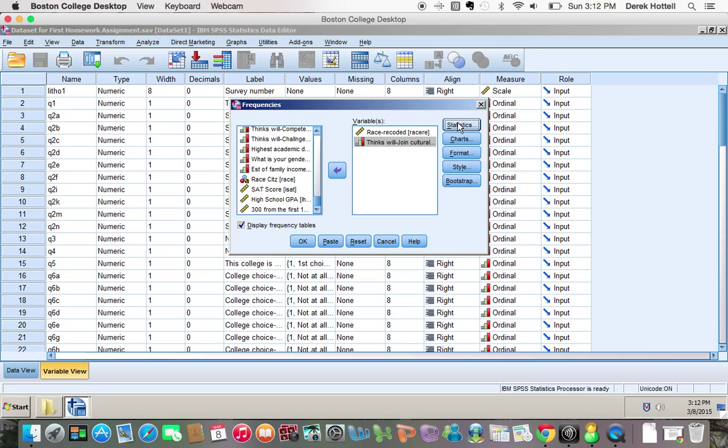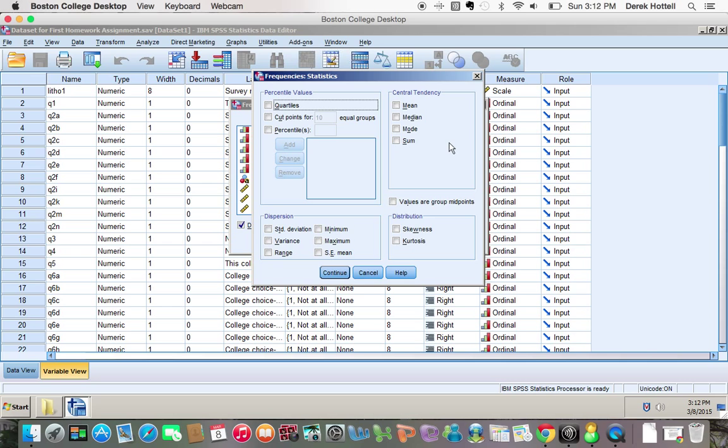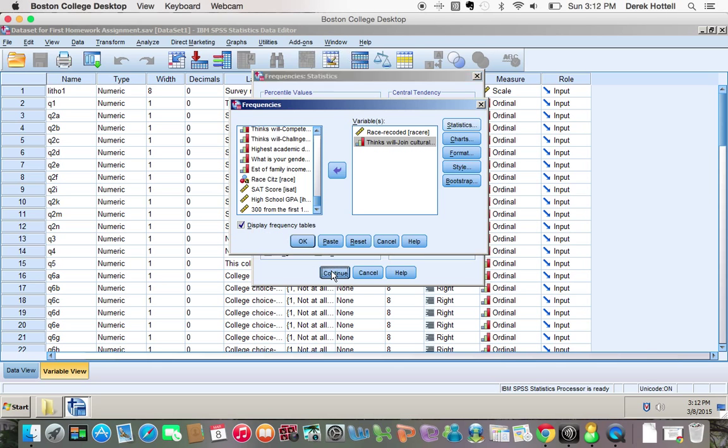Because of that, these measures of central tendency, if you remember our conversation from last time, they're not entirely meaningful. So we are not really going to worry about including these because they're not going to tell us that much. The same is true for these measures of dispersion. So we can just click continue because we don't want to include any of these statistics.